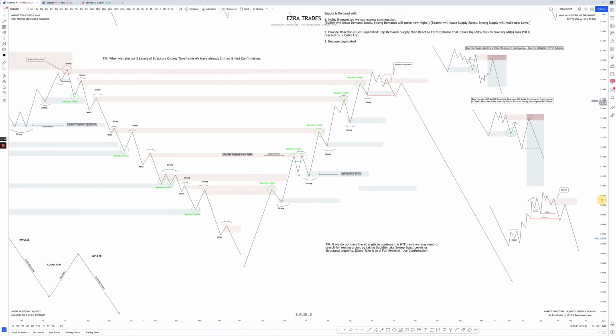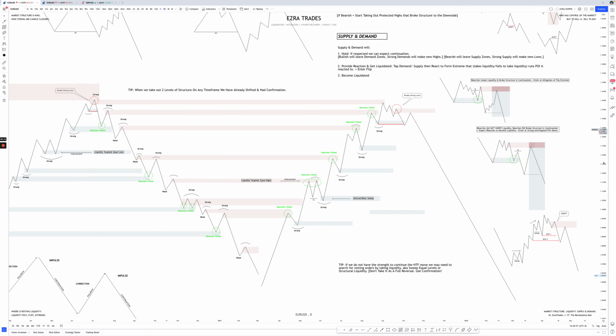Now let me bring the chart back to where we currently were. Let me organize this again because I had to zoom in. So let's see here.